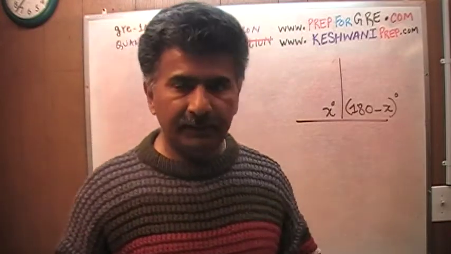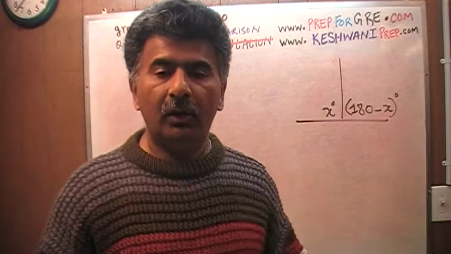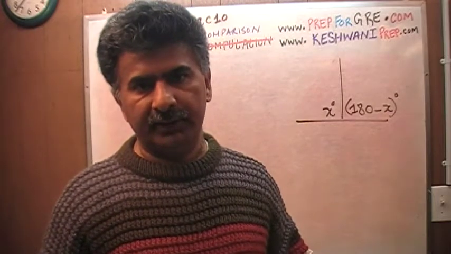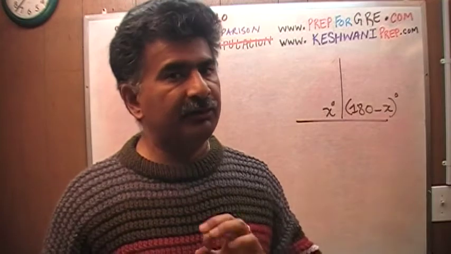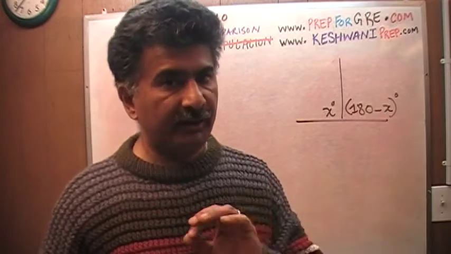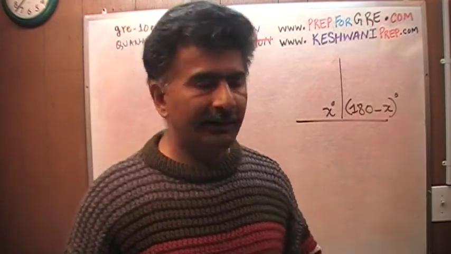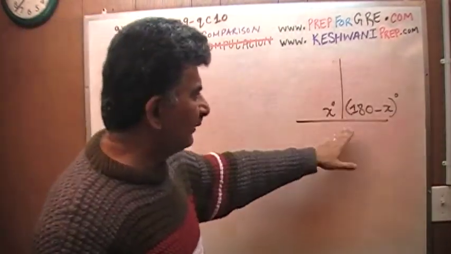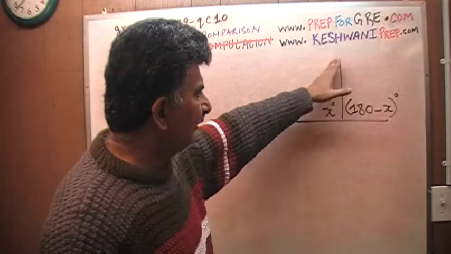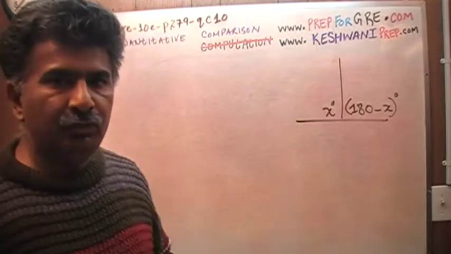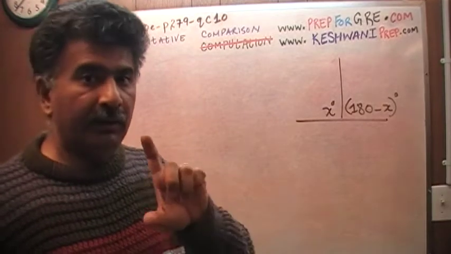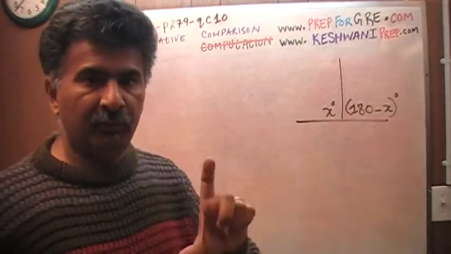In the SAT, all the pictures that were given to you, they were all drawn to scale. In the GRE, the pictures are not drawn to scale. What that means is that unless I tell you that this is 90 degrees, you cannot assume that it's 90 degrees just because it looks like it. And the converse also applies.